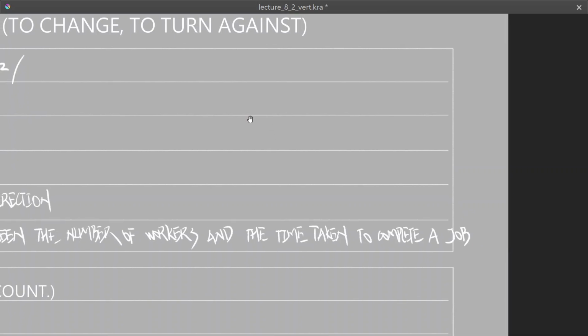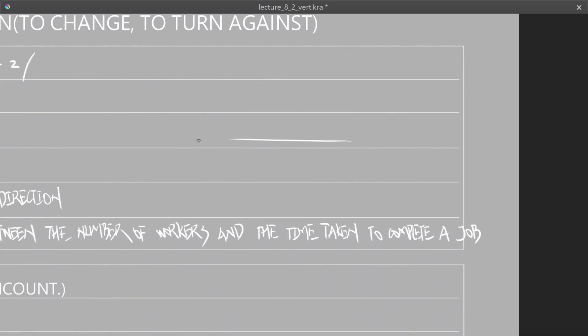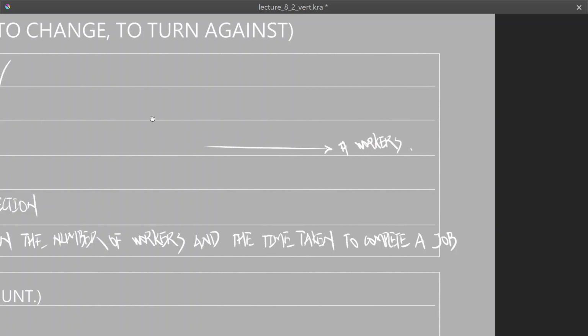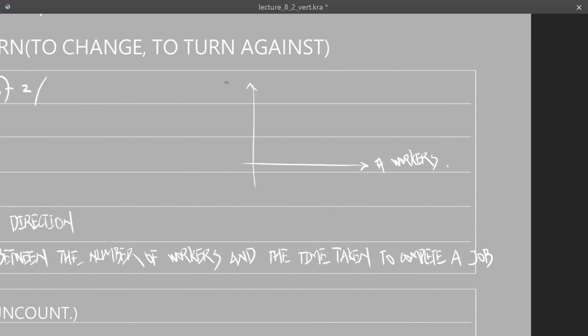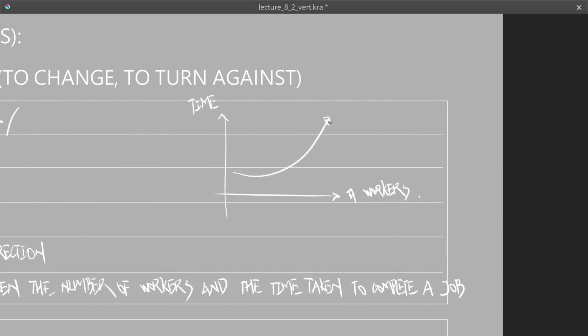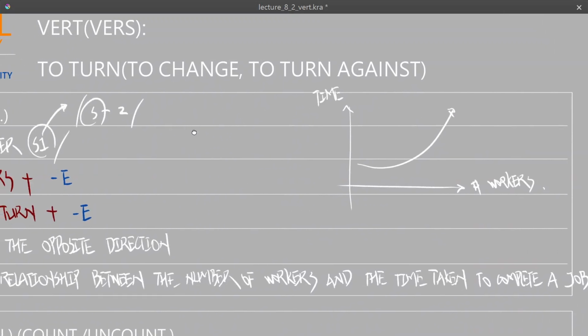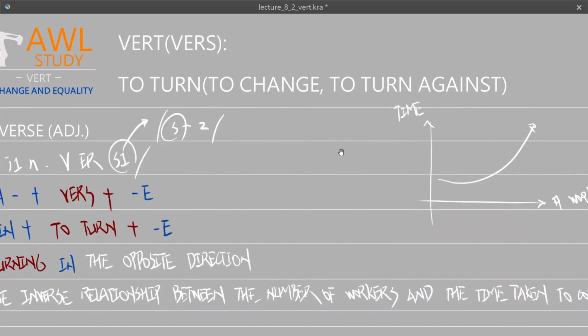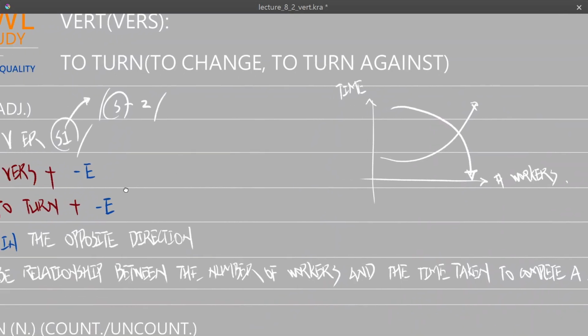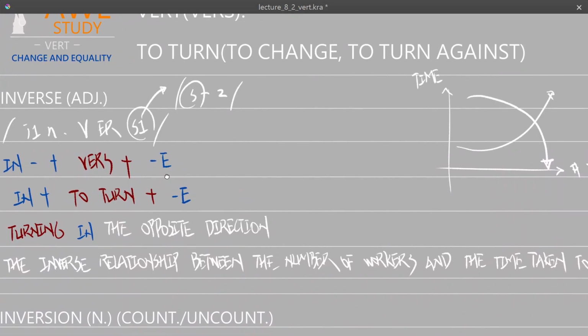So visually, we have the x-axis, which represents the number of workers, and the y-axis, which represents the time taken to complete a job. When the number of workers increases, the time taken to complete the job must decrease. And so it must be turning in the opposite direction. You cannot follow, you must turn in the opposite direction. So that's called an inverse relationship.